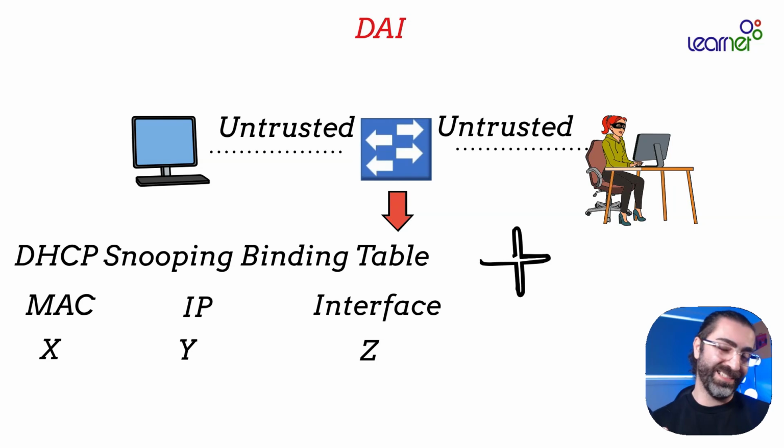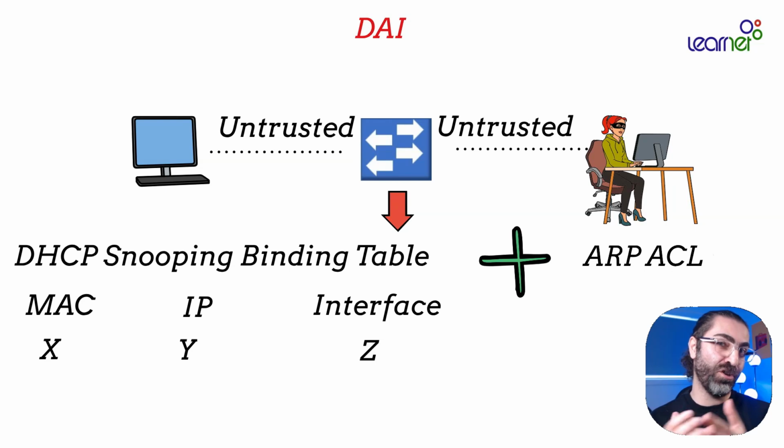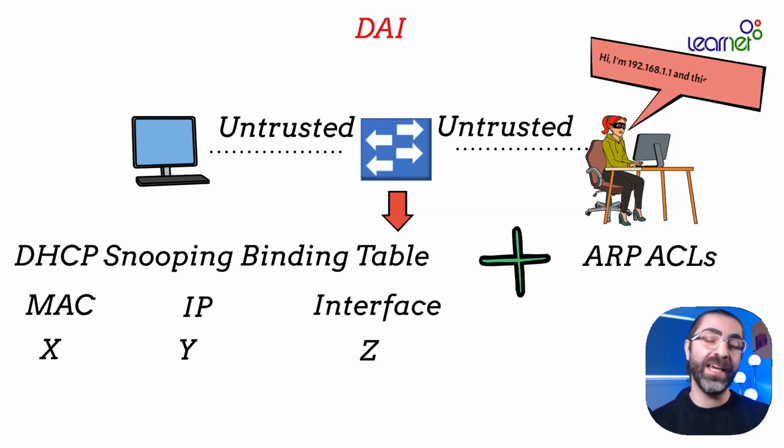Which MAC address X, for example, is connected to, actually has the IP address of Y, and it is connected to interface Z. So if a hacker with IP address, for example, 192.168.1.10 that is coming from DHCP tries to pretend or send an ARP reply or gratuitous ARP and say, hey, I am 192.168.1.1 and this is my MAC address, switch will check these two things or these two tables and see that this IP address does not correlate with this MAC address and it is not connected to that specific interface.